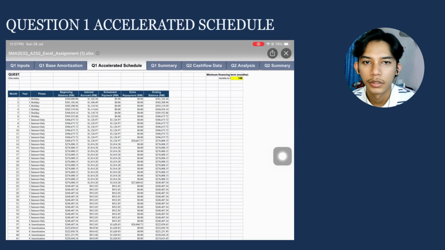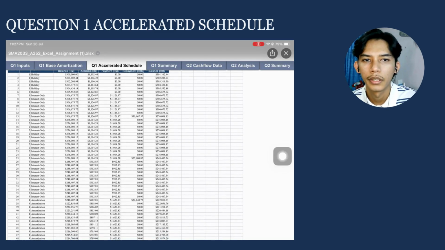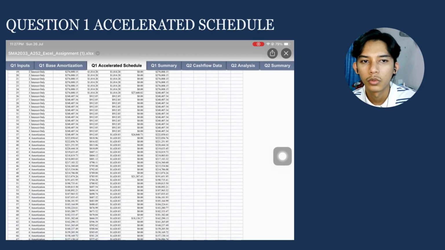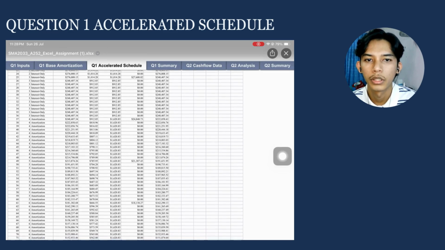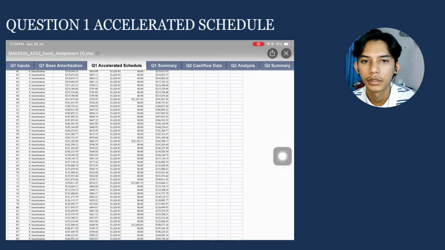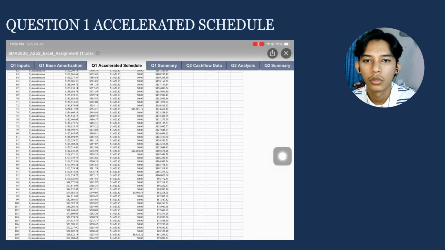Next one is the accelerated schedule tab. This tab answers the accelerated payoff. Structurally, it's the same schedule, but I added an extra repayment column, applied each year in the first month of that year. From year 2 onward, the formula checks whether an extra repayment applies and caps it at 10% of the balance at the start of that year, using MIN and MAX so it never overpays or goes negative.